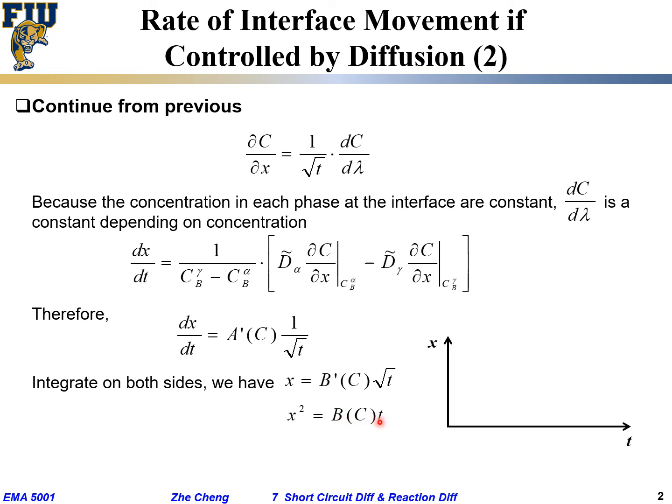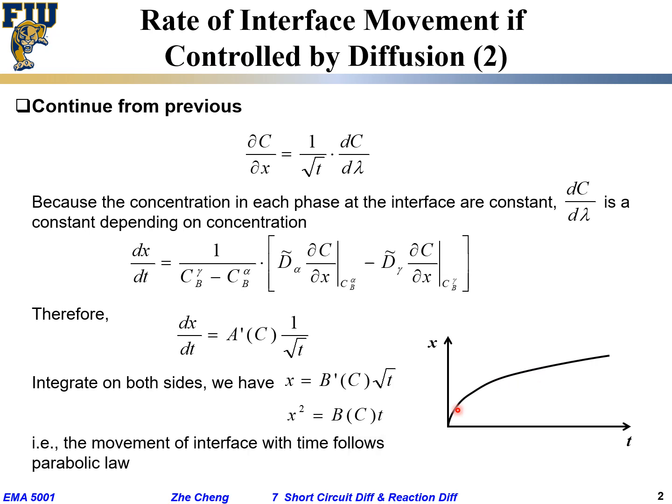And if we're going to plot x versus t, how would you draw it? If x equals square root of t. Not a straight line, right? And also not concave up. It's actually something like this, the so-called typical parabolic function, parabolic law. Okay? And which means the motion of the interface with time would follow a parabolic relationship. Okay, and let's just stop here.